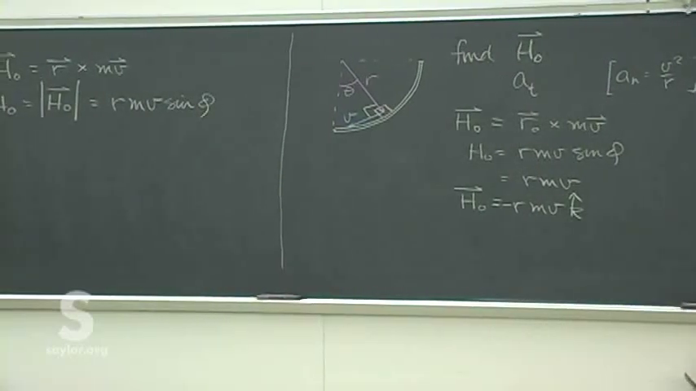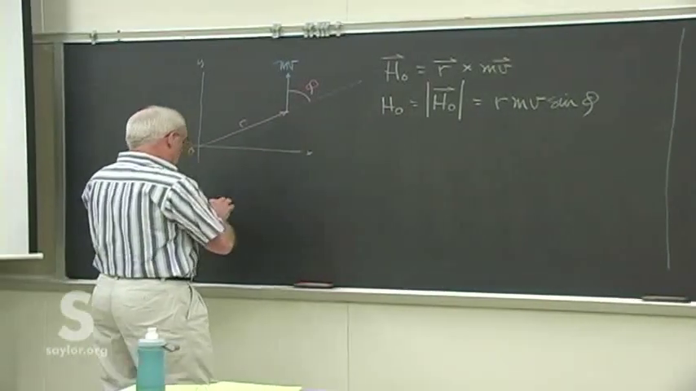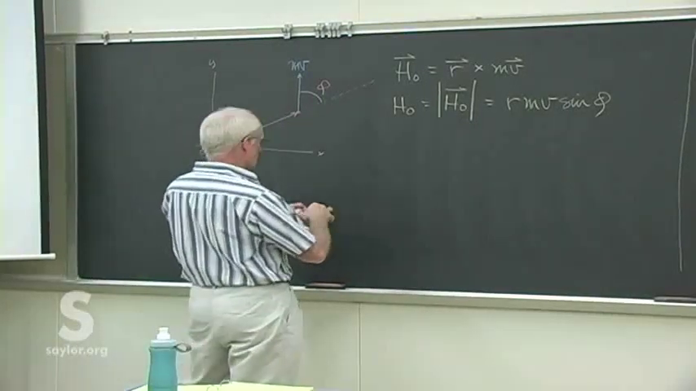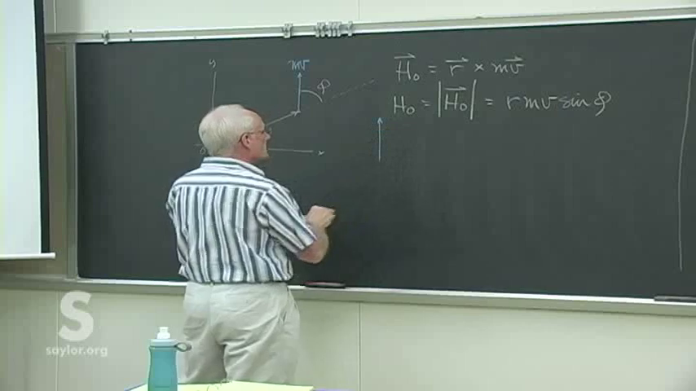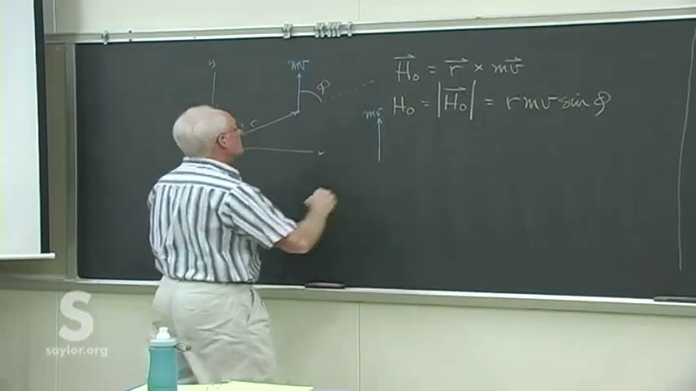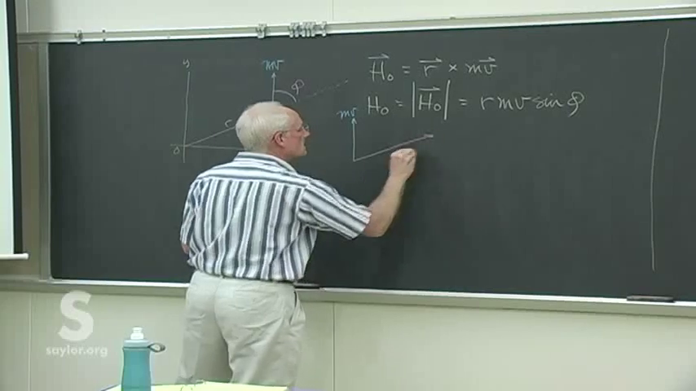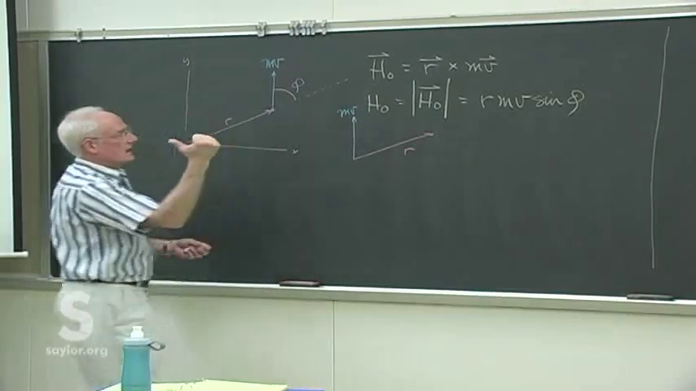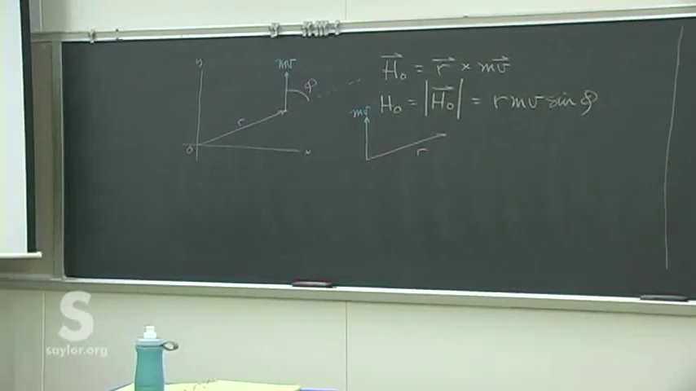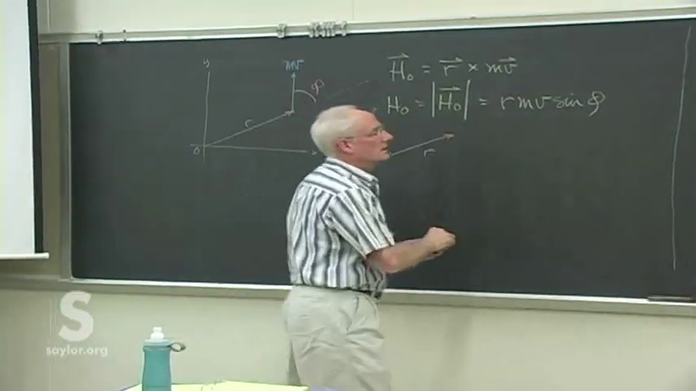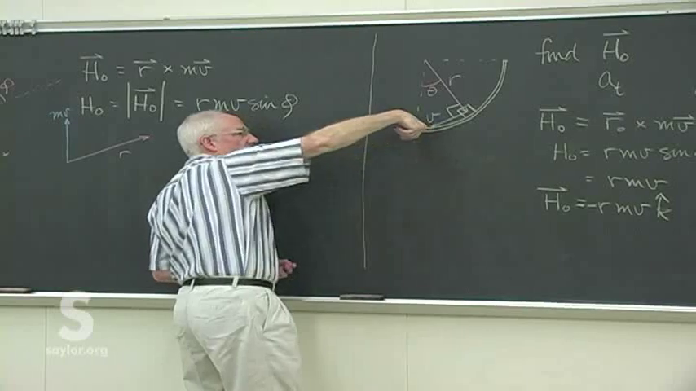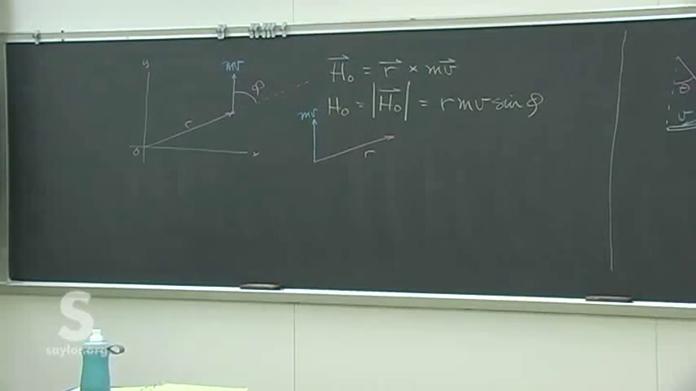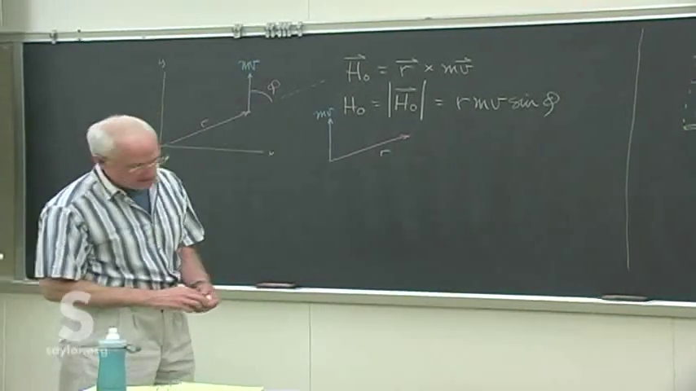For visualizing other cross products, remember our R cross MV, we need to visualize the two vectors as being tail to tail before we do the cross product. So I can take these vectors, put them like this, then you do R cross MV, and for that picture it brings the momentum vector out of the board. R cross MV, it's got to be into the board for that example. So perhaps a simpler way to do some of those things.